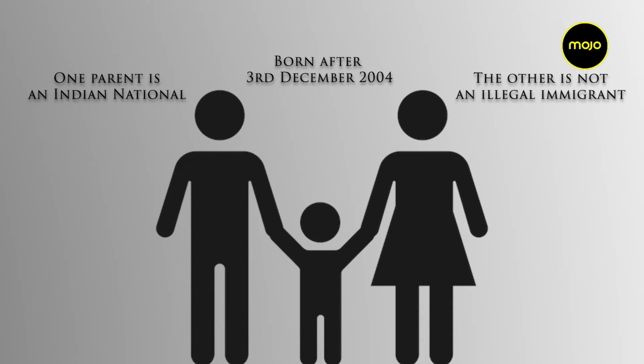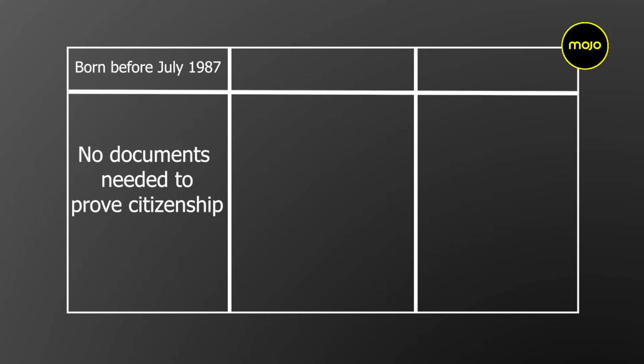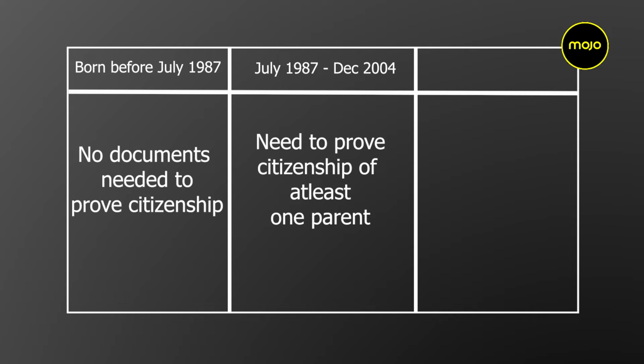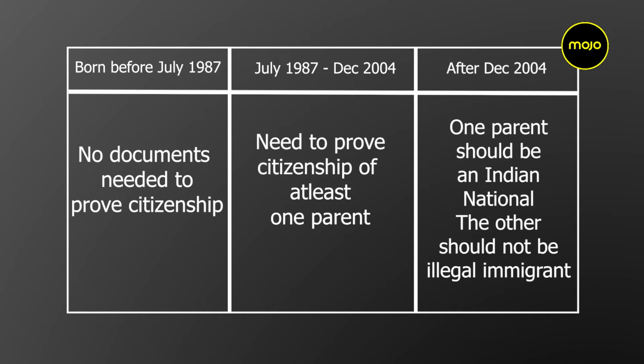So now to recap, there are 3 categories of citizens. One who were born before 1st July 1987 like me, so I will not have to prove my parents' citizenship, only my own citizenship, so I'm kind of okay. But if you're born between 1st July 1987 and 2nd December 2004, then you will have to prove that at least one of your 2 parents was also an Indian national. And the 3rd category, the most complicated one, thanks to Vajpayee and Advani, is of those people who were born on or after 3rd December 2004. If you're one such person, then you will have to prove that one of your parents is Indian and the other was either an Indian or at least was not an illegal immigrant.